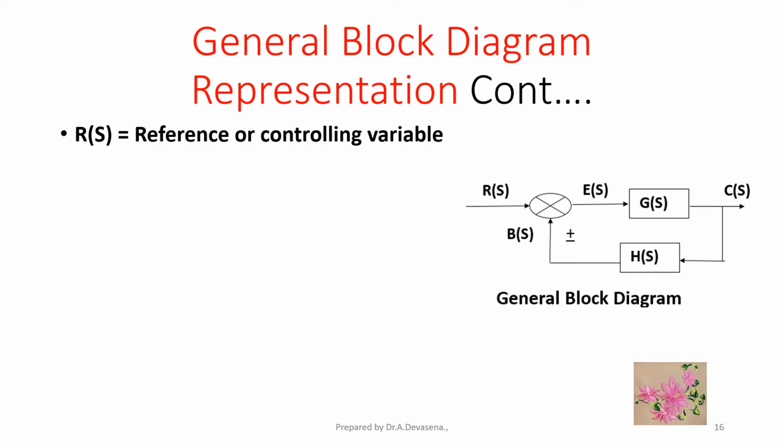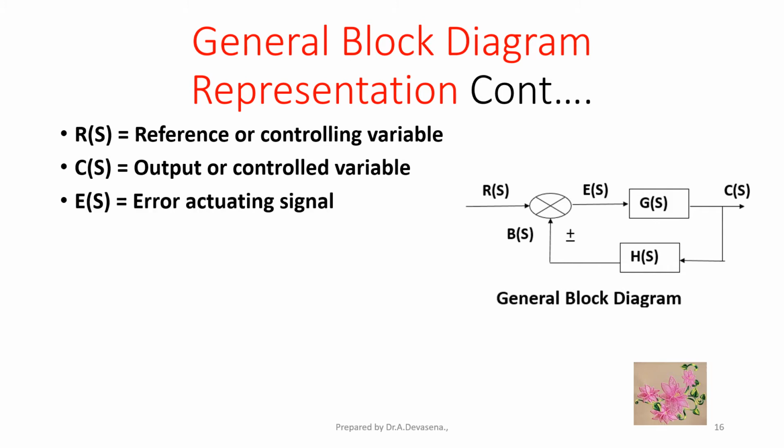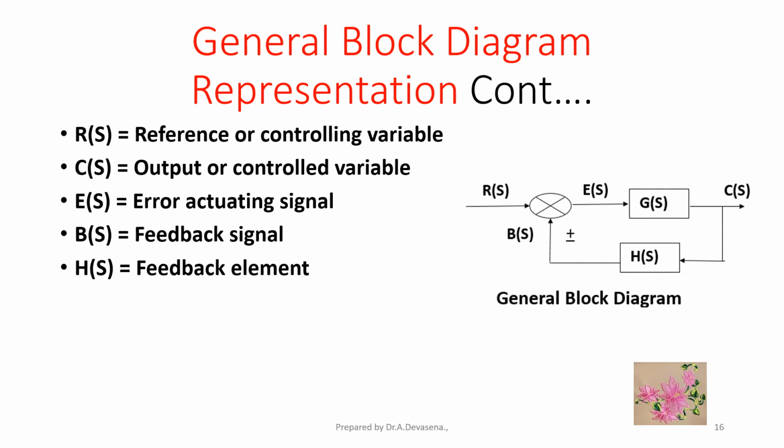Here, R(s) is the reference or controlling variable. C(s) is the output or controlled variable. E(s) is the error actuating signal. B(s) is the feedback signal. H(s) is the feedback element. And G(s) is the transfer function for the system. This is represented in this diagram.